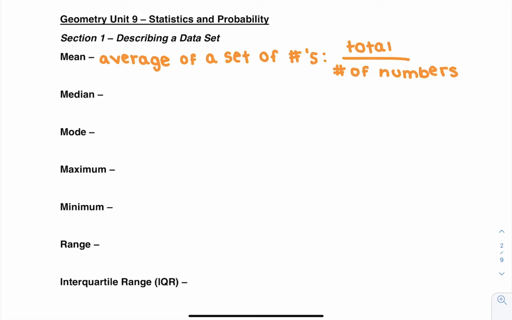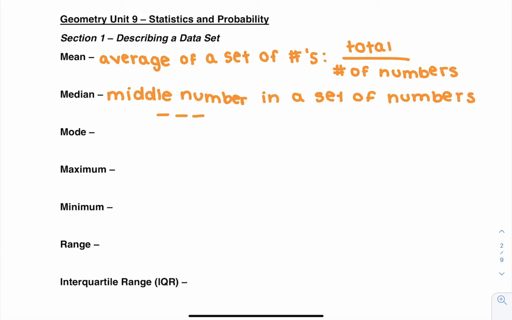The next is the median. So the median is the middle number in a set of numbers. So this happens when maybe we have 5 and we kind of count them off and cross them off, and then here's our median or our middle number.